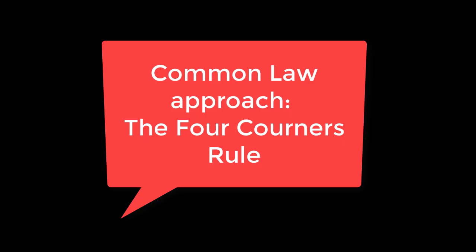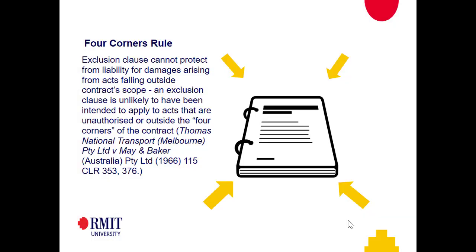Another rule that's kind of important here is this idea of the four corners rule. It sits really neatly, I think, with the parole evidence rule. And the four corners rule is essentially that an exclusion clause can't protect from liability arising from acts that are outside the four corners of the contract.